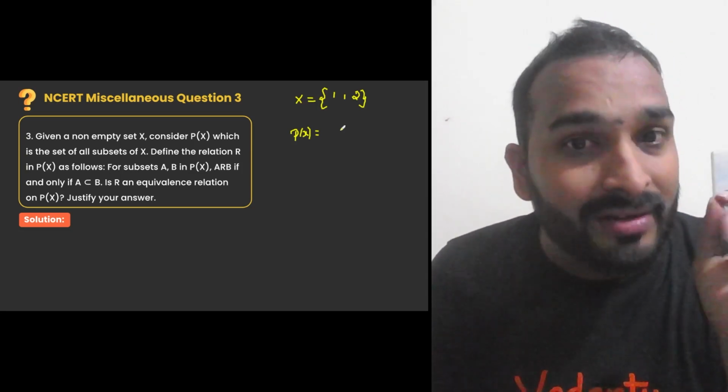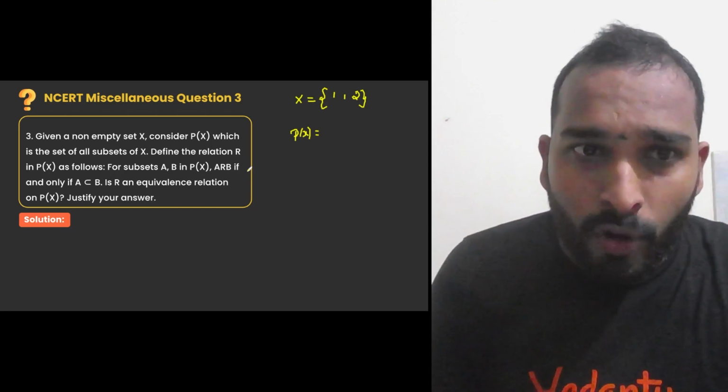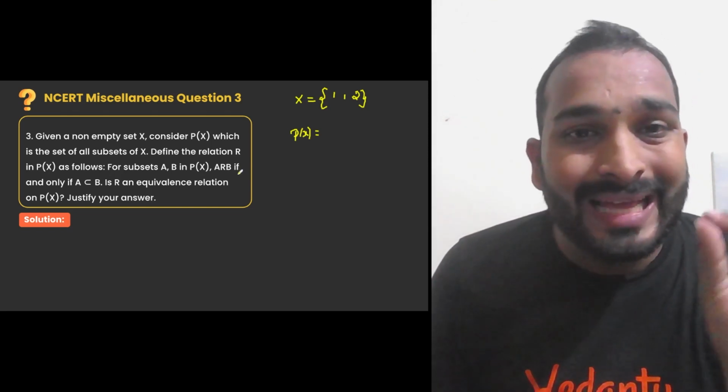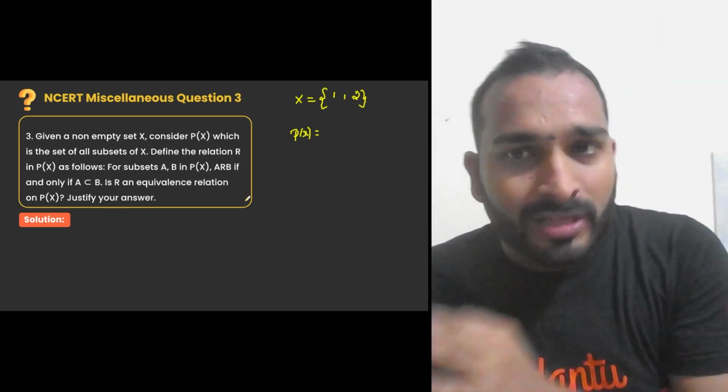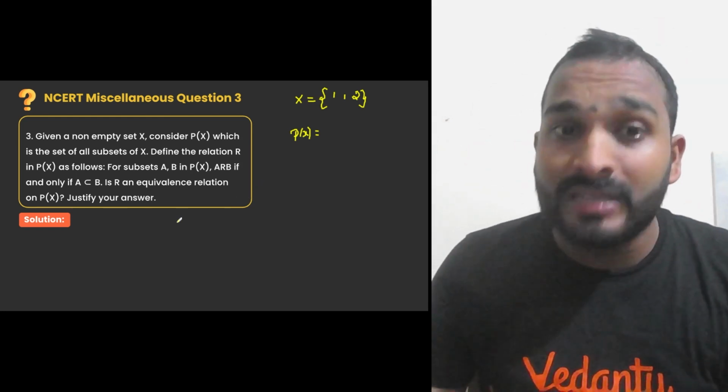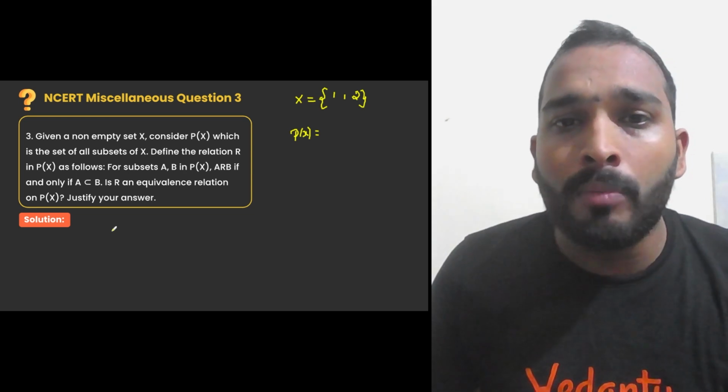So define the relation R in the set P of x for subsets a and b in P of x in such a way that, like I told you, there are all the subsets under P of x. For those sets, we need to define a relation (a, b) in P of x.